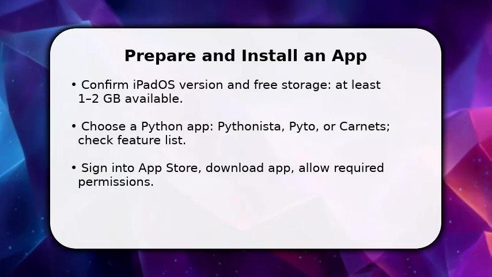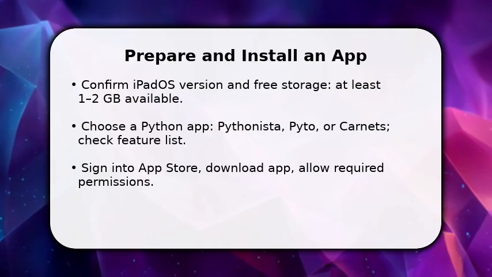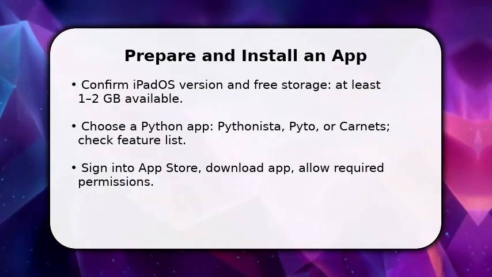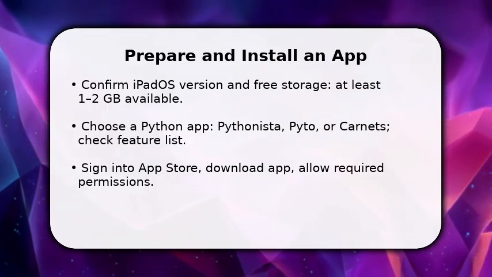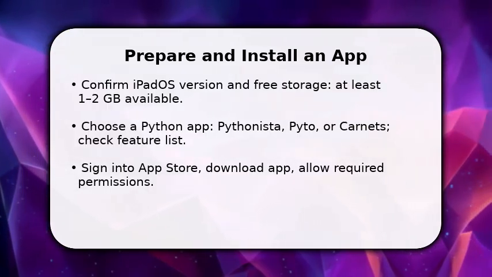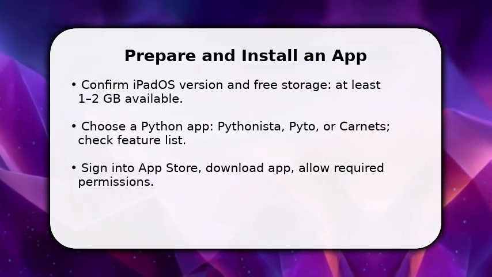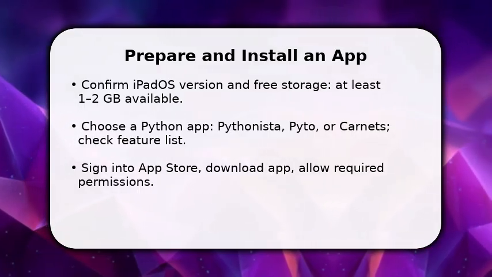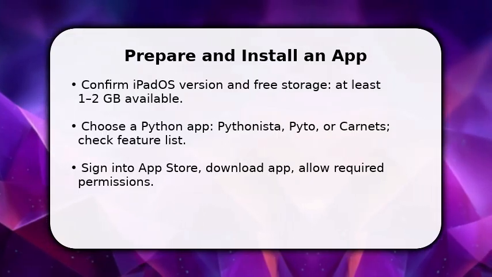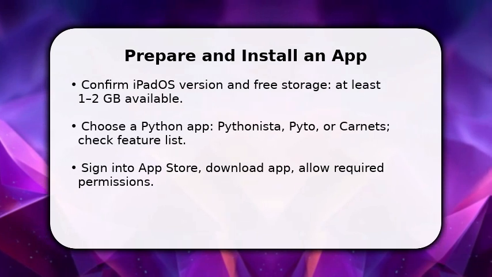You start by preparing the device and getting the interpreter app. Check iPadOS and free space so installations don't fail. This matters for packages and caches. Next, pick an app: Pythonista for integrated tools, Pyto for pip support, Carnets for a local Jupyter-like server, because each handles files differently. Once chosen, sign into the App Store, download the app, and accept permissions. This gets you the runtime and file access you need to run and save scripts.